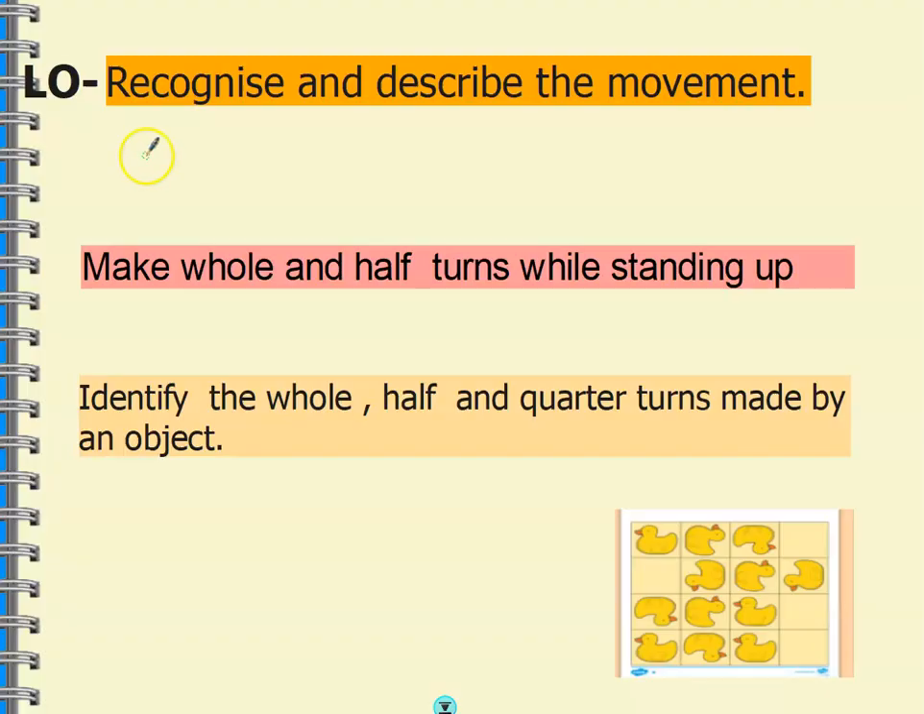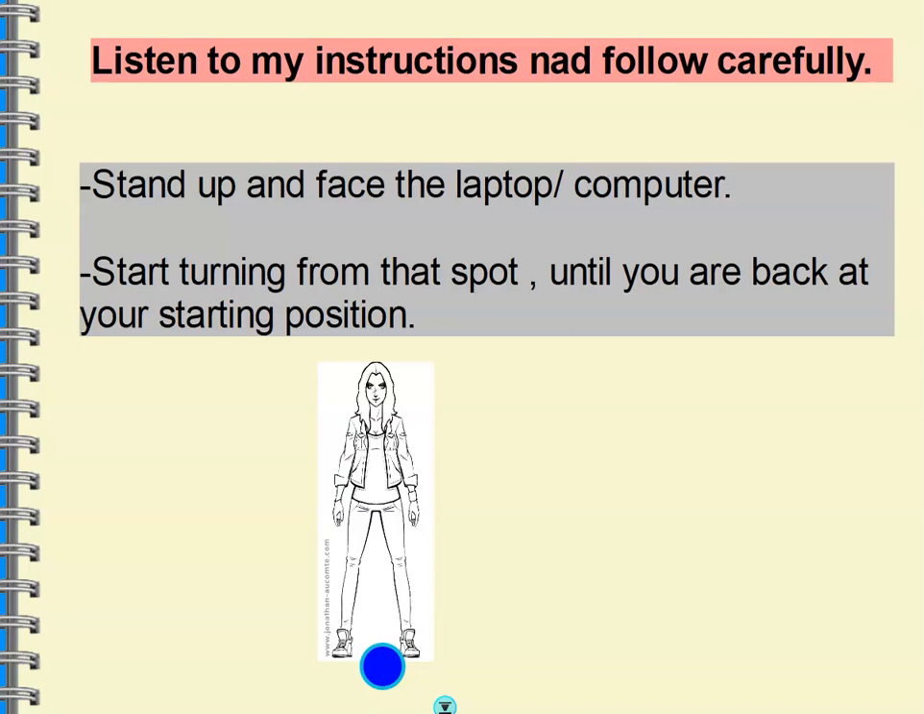So, the learning objective for today is recognize and describe the movement. To achieve this learning objective, we need to know how to make a whole and a half turns. We also need to identify the whole, half, and quarter turns made by an object.